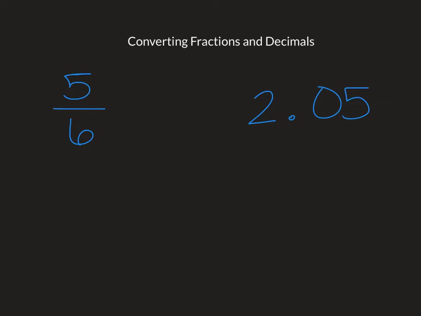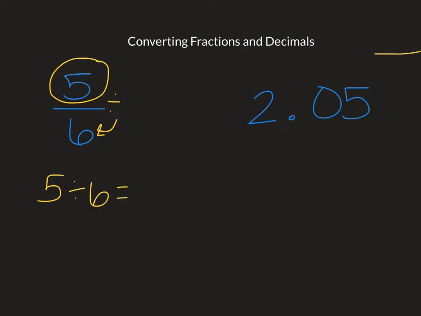If you were given the fraction 5/6 and you wanted to figure out what the decimal was, you just need to find your calculator and take this top number, so 5, and divide it by your bottom number, which is 6. So you would type in 5 divided by 6, and that would spit out your decimal.